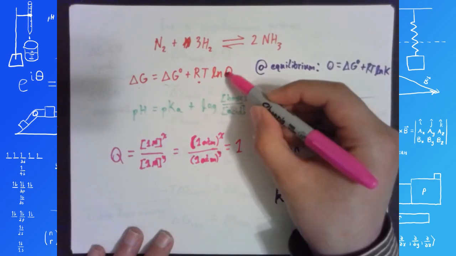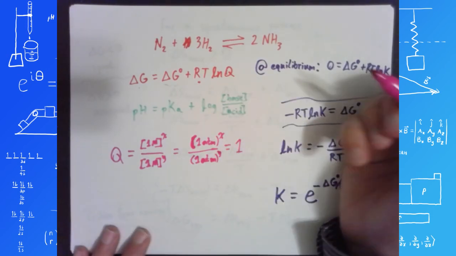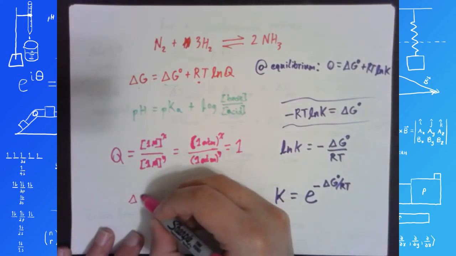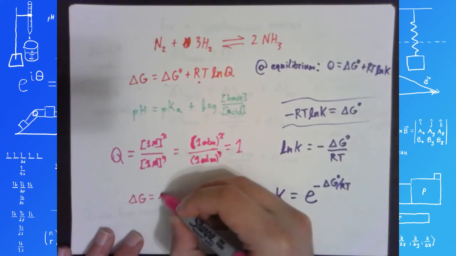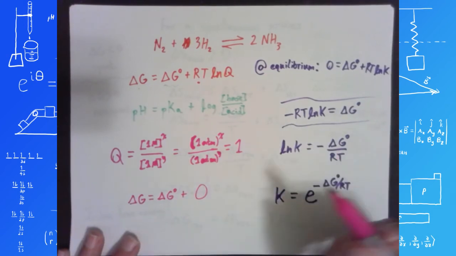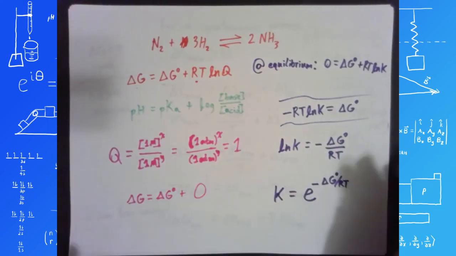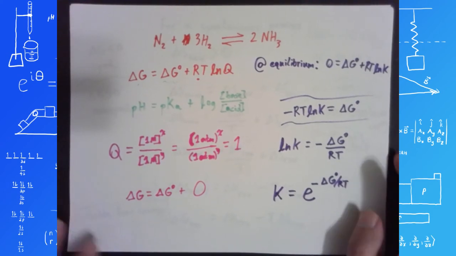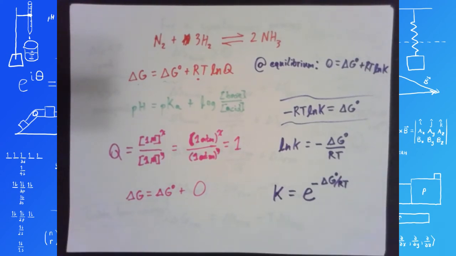And what's the natural log of 1? It's 0. So under standard conditions, delta G equals delta G standard plus nothing. Delta G equals delta G standard when Q equals 1. Q equals 1 under standard conditions. That's why it's called delta G standard. So yeah, there you have it.